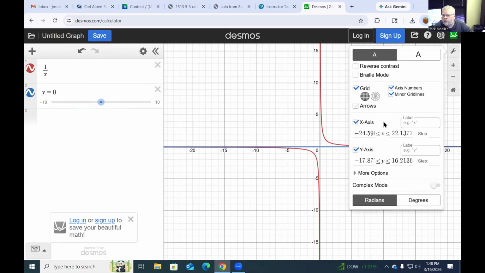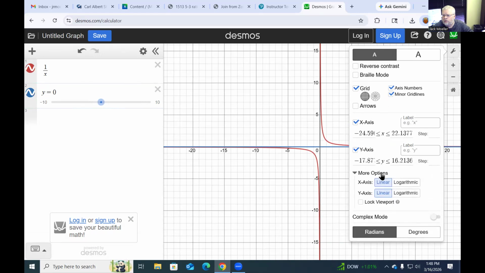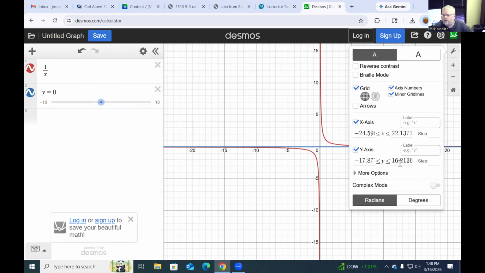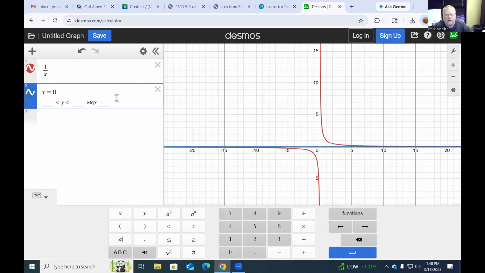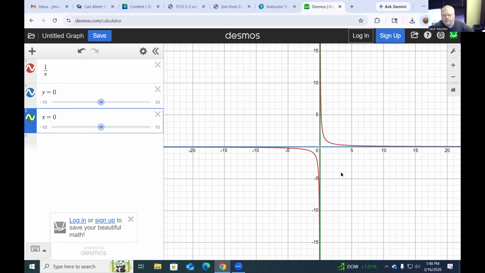Do dash lines. I'm sure there's a way in Desmos to do dash lines. I don't know how to do it. Can they do? All right.